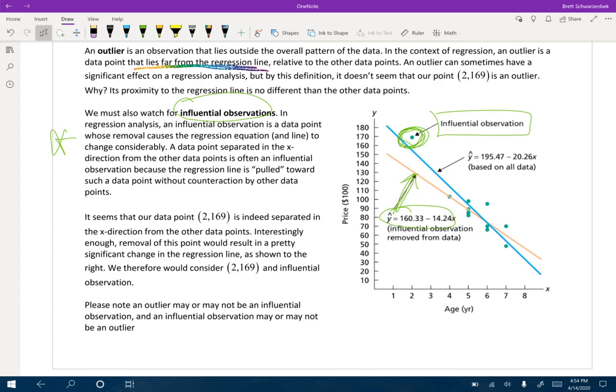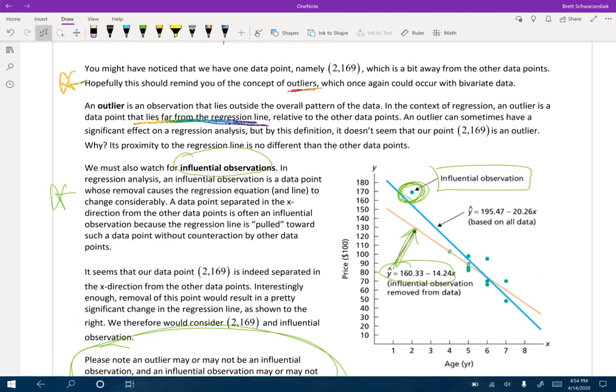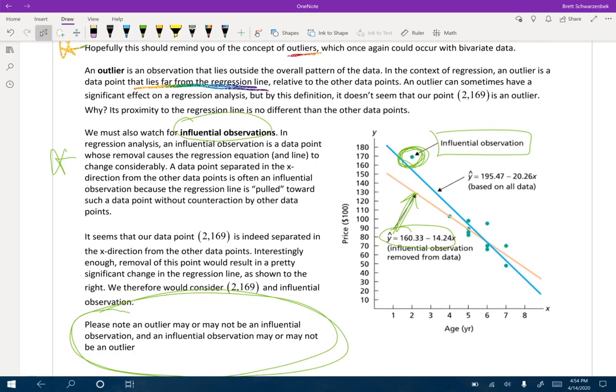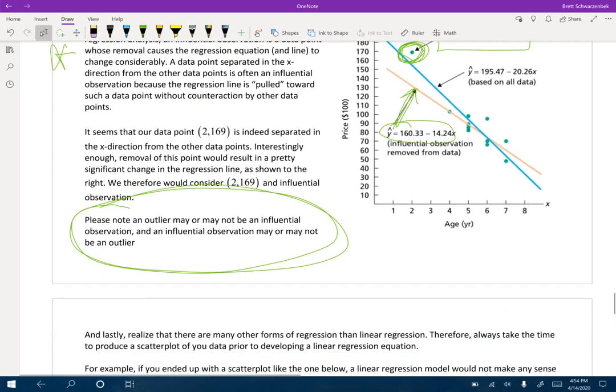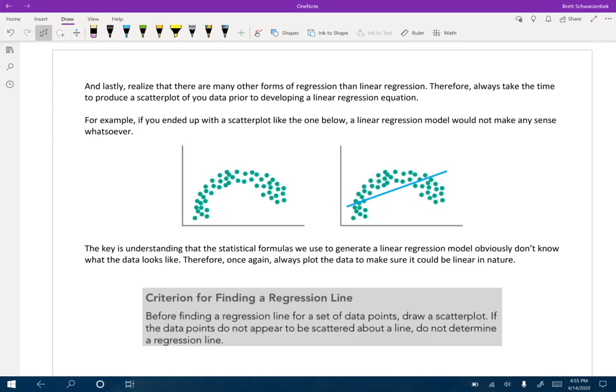So what this does is this creates a very interesting situation, which I'm going to read here. It says, please note that an outlier may or may not be influential, whereas an influential observation may or may not be an outlier. Could it be both? Absolutely. Could it be neither? Absolutely. But the key is that one does not necessarily correlate to the other or have a relationship to the other. One could be one and not the other. That is an important concept that's going on here, so you want to make sure that you are clear on that. Okay, and finally, be very careful.